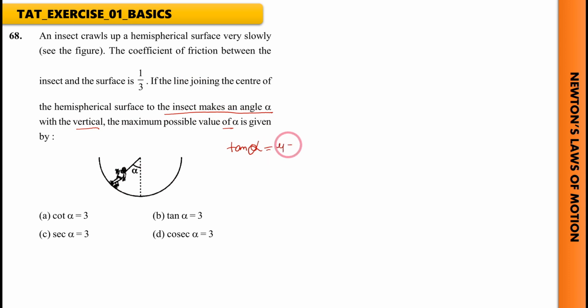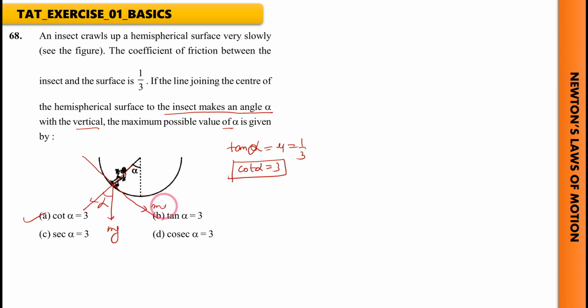It will be mu, that is given as 1/3 and cot alpha equals 3. Doing this, the answer will come. So we can answer this A. And if you go for further detail in this, you need to extend the line like this. Okay, mg is acting in this direction, so mg will be resolved here and there.